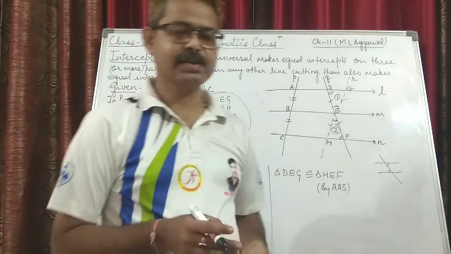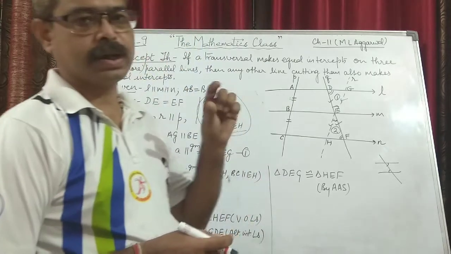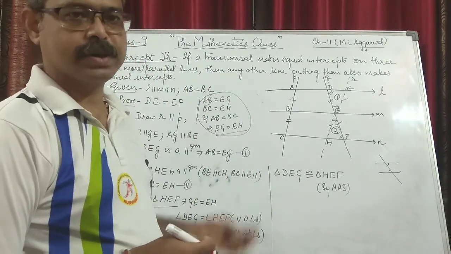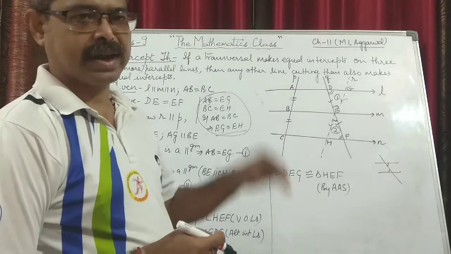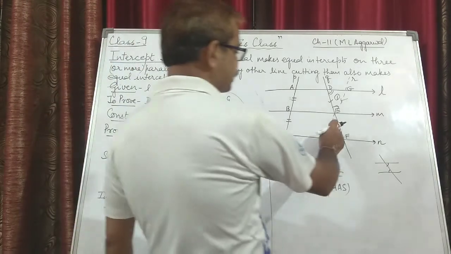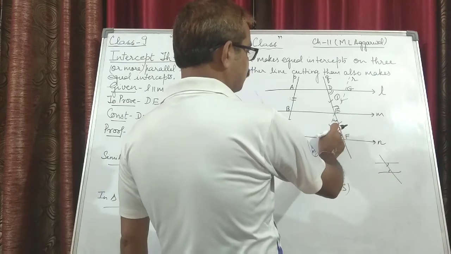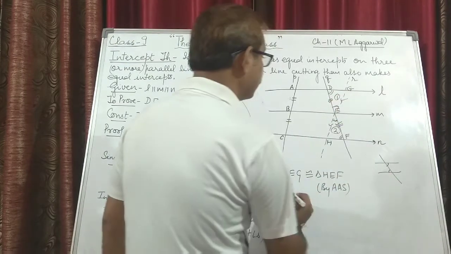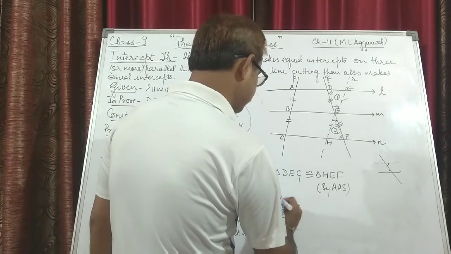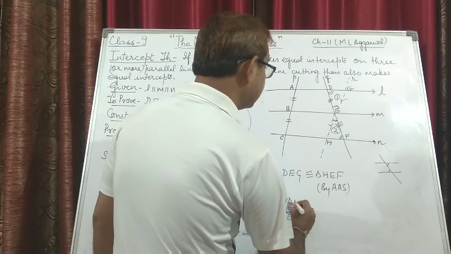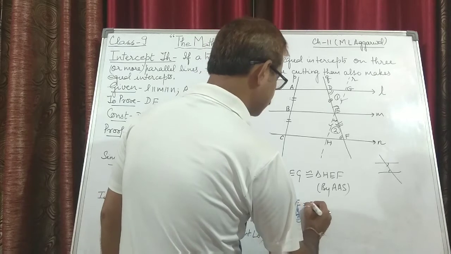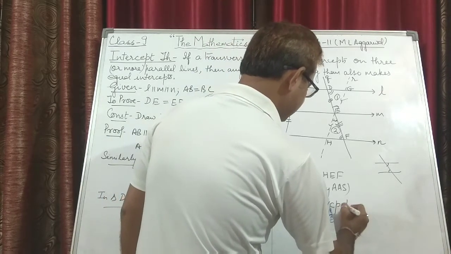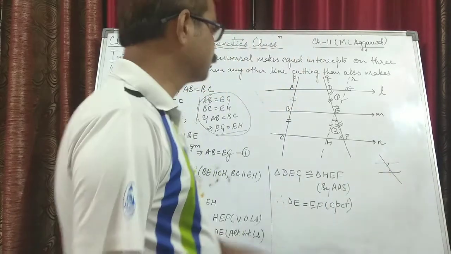Now when the triangles are congruent, we know that all the 6 elements of one triangle are equal to the 6 elements of the corresponding triangle. So if triangle 1 and triangle 2 are congruent, we can say that this side and this side are equal. So, therefore, DE is equal to EF by CPCT. That is the proof.